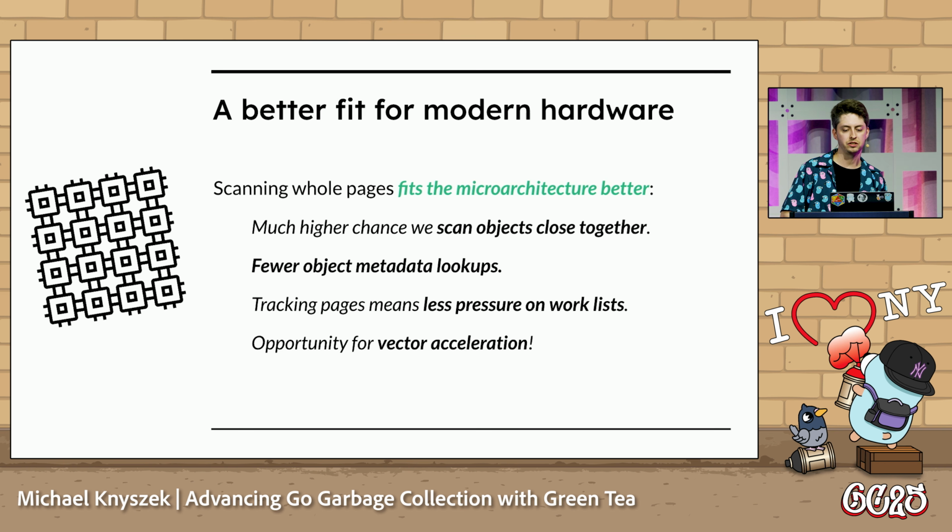Also, tracking pages means our work lists are smaller in general. I mean, we have to add things back to the work list, but the length of the work list is smaller, so we put less pressure on it, especially when we're sharding it across different threads, and that means less contention and fewer stalls, better scalability.